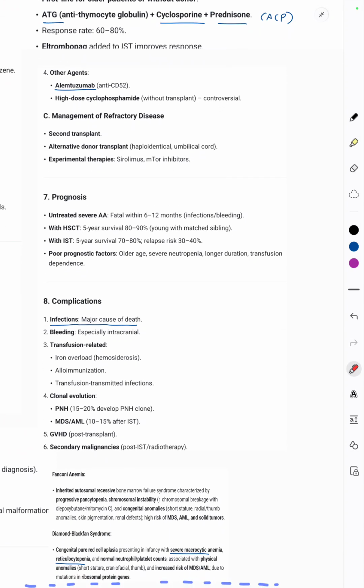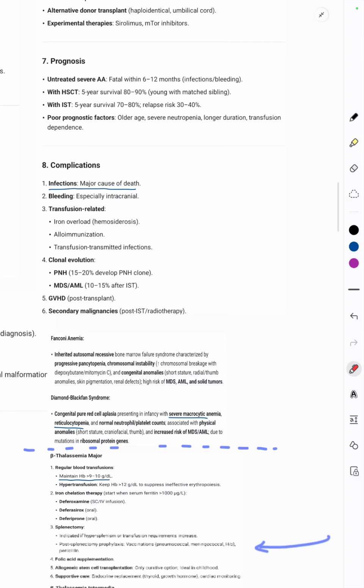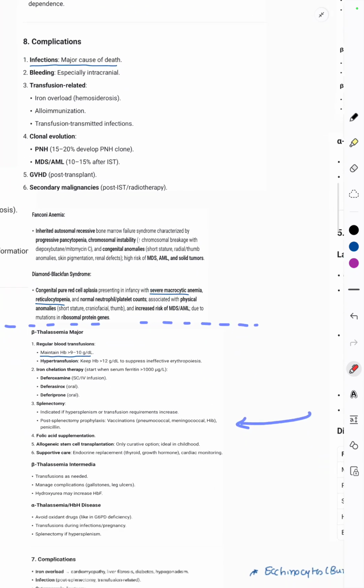Prognosis: in an untreated condition, the patient dies within 6 to 12 months. If hematopoietic stem cell transplant takes place, then the 5-year survival rate is 80 to 90%. In the complications, infections will be the major cause of death, and bleeding, especially intracranial hemorrhage. Transfusion related complications, again the same: iron overload, alloimmunization, and graft versus host disease.